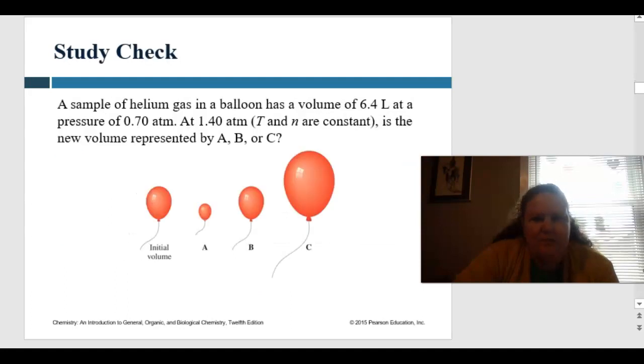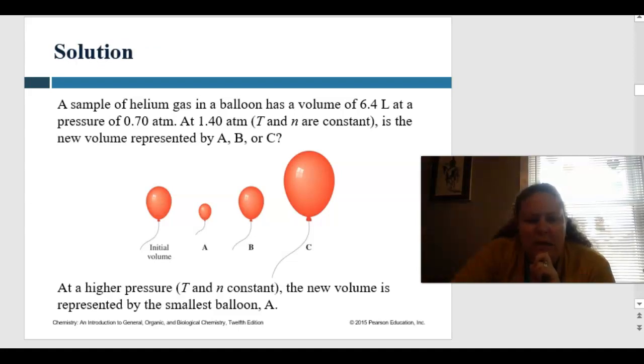Last question. A sample of helium gas in a balloon has a volume of 6.4 liters at a pressure of 0.7 atm. At 1.4 atm, where T and n are both constant, is the new volume represented by A, B, or C? Pause me, think about it, and come back. All right, so at a higher pressure, with T and n both being constant, the new volume is going to be represented by the smallest balloon, A. All right, great job, you guys.